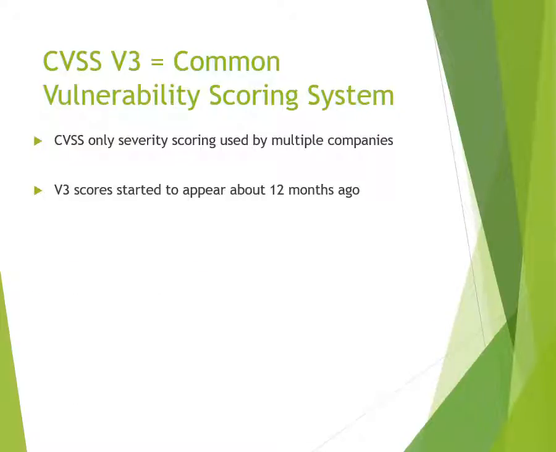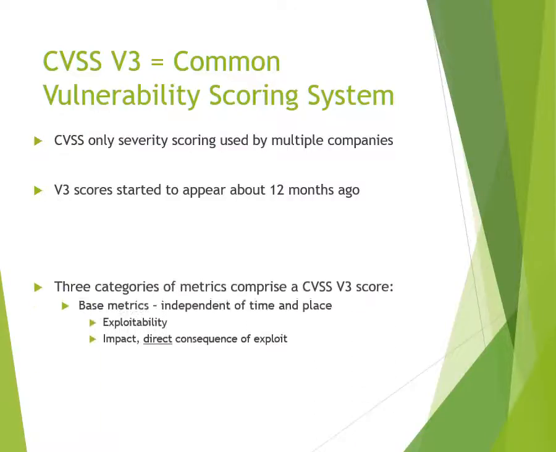The version 3 scores started to appear about 12 months ago, and some organizations still use version 2, and some publish both 2 and 3 scores.